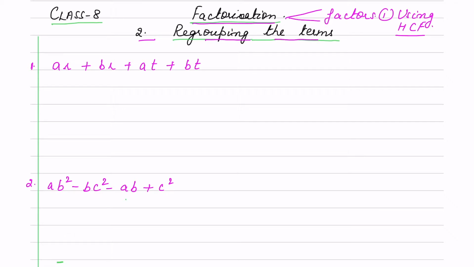So the second method is regrouping the terms. Regrouping means that we make groups of the terms we are taking, and now I will show you how to group the terms, or rearrange them. In rational numbers you have done rearrangement. In the same way we group the terms and then take the common factor. Here there are four terms.